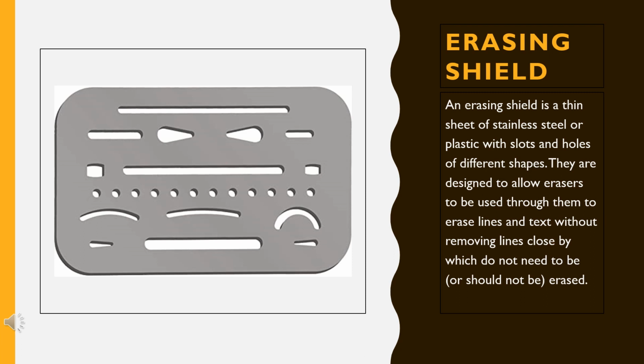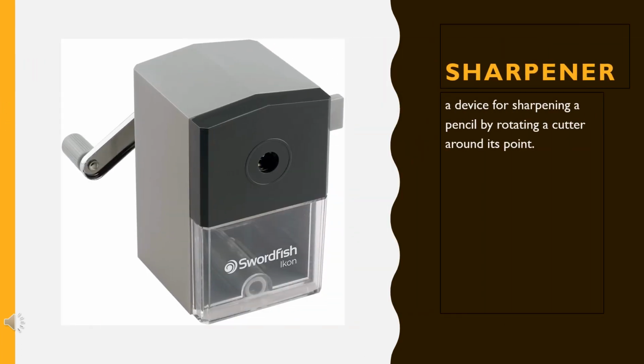Erasing shield. An erasing shield is a thin sheet of stainless steel or plastic with slots and holes of different shapes. They are designed to allow erasers to be used through them to erase lines and text without removing lines close by which do not need to be erased. Sharpener. A device for sharpening a pencil by rotating a cutter around its point.